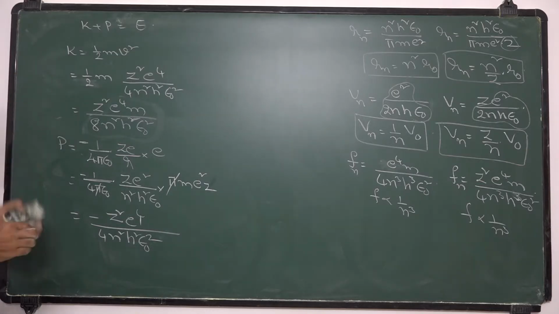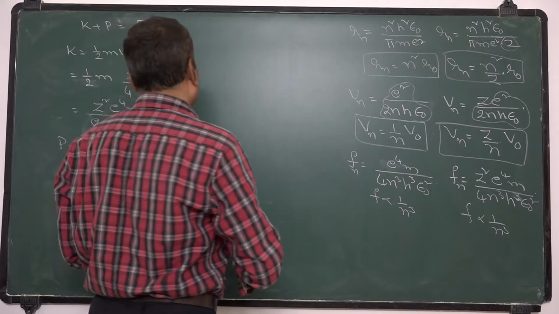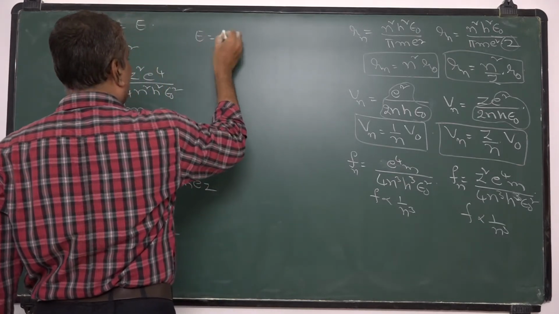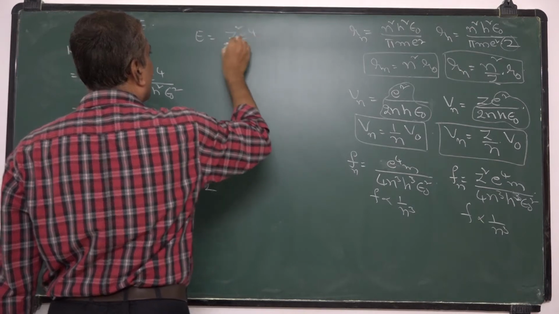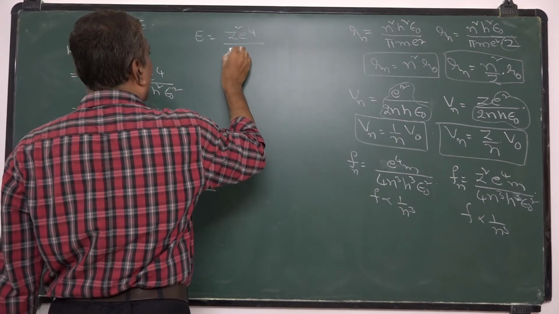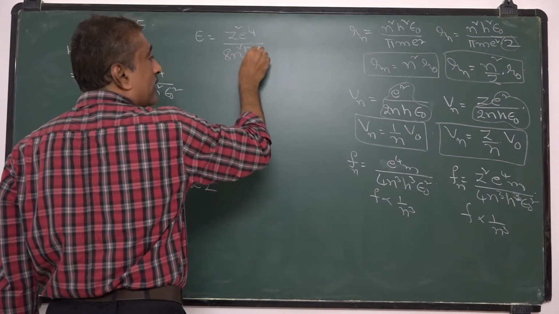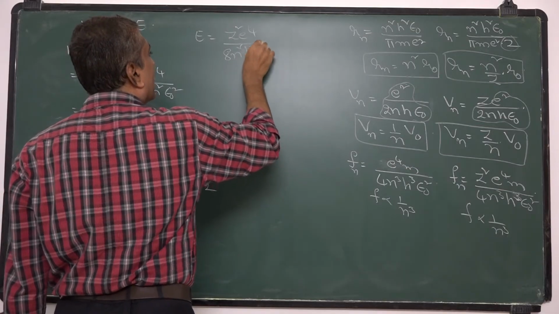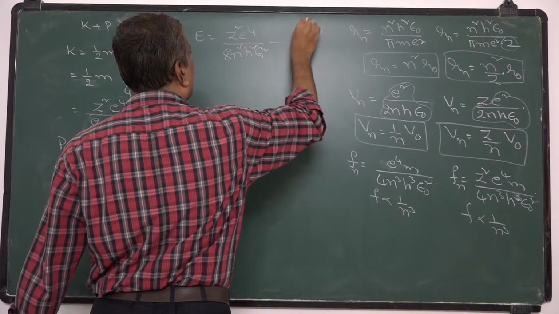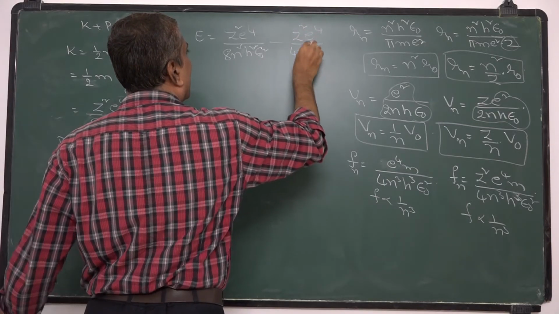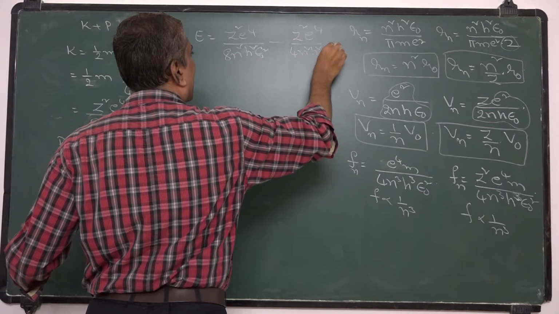So now the total energy is, adding these two we get Z square e power 4 m by 8 n square h square epsilon naught square minus Z square e power 4 m by 4 n square h square epsilon naught square.